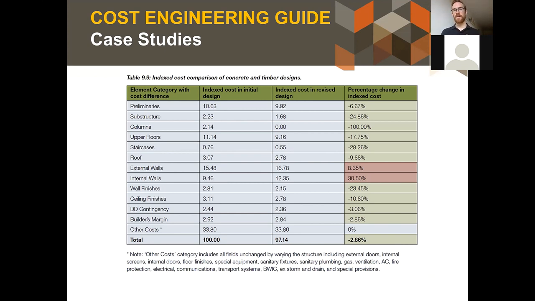We took the design of a concrete building, which was in a late design development stage, and we redesigned it in timber. And then RLB went off, they spoke with the industry, and they worked out essentially their estimate of the project cost. And as you can see here, we saw the timber option come in at about 3% cheaper. This is over an 8-story building.